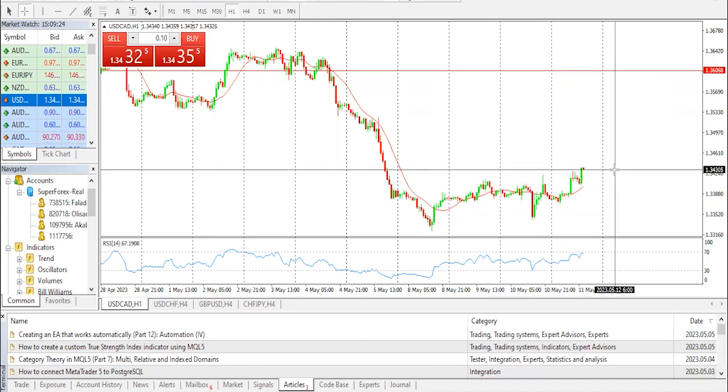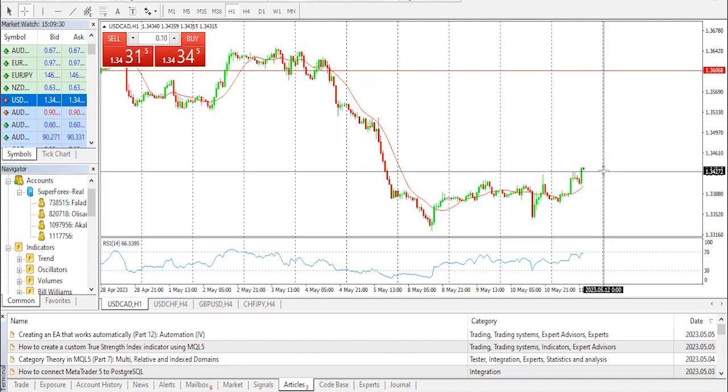Now we have today's last price at 1.3394. Today's daily change is 0.0022, a daily change of 0.16%. Today's daily open is at 1.3372, of course, and we have our daily SMA 20 at 1.3487, SMA 50 at 1.3572, daily SMA 100 at 1.3516, and daily SMA 200 at 1.3454 respectively.